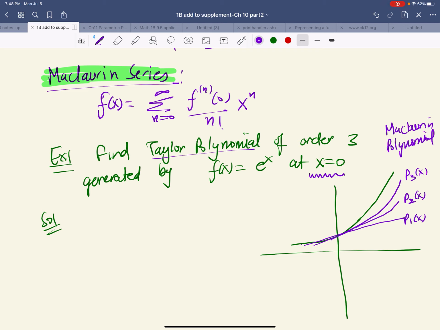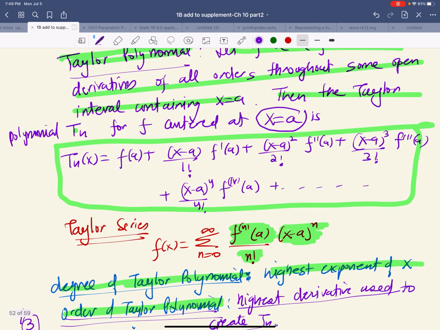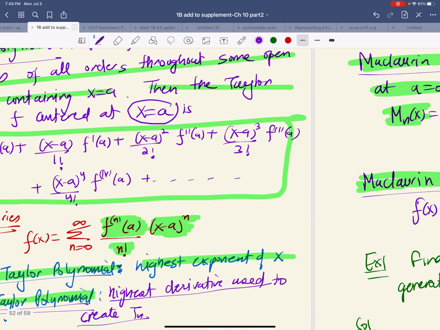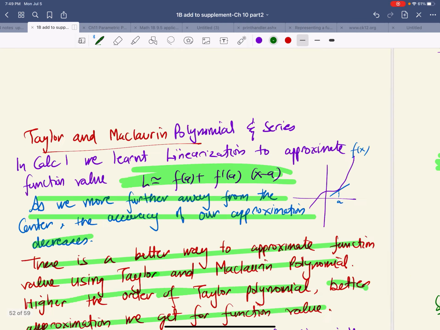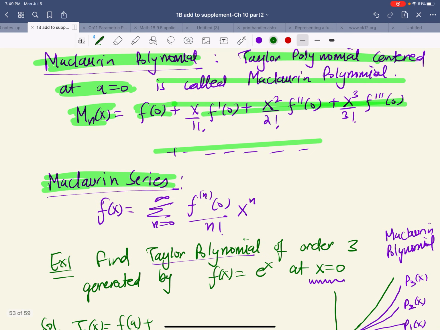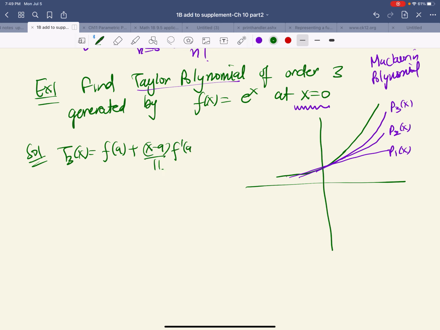Let's first write down what the Taylor polynomial is. The Taylor polynomial is Tn(x) equals f(a) plus (x minus a) over 1 factorial f prime of a. We want order 3, so T3(x) is equal to f(a) plus (x minus a) over 1 factorial f prime of a plus (x minus a) squared over 2 factorial f double prime of a. Because we want the third order, we have to go up to the third derivative: (x minus a) to the third power over 3 factorial and the third derivative at point a. In our case, the point a is 0, so that should make it a little easier.